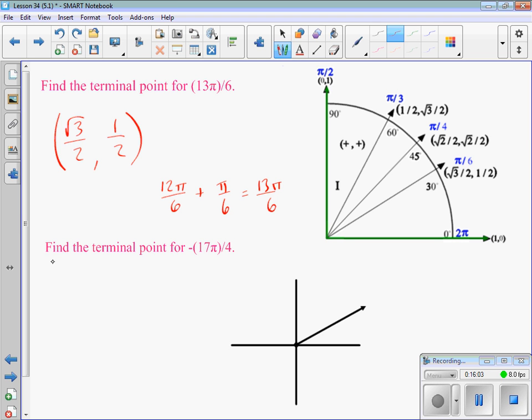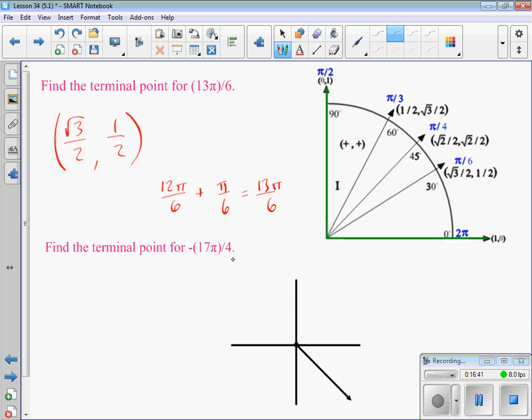All right, the next piece here, find the terminal point for negative 17 pi over 4. So where is pi over 4 at? Pi over 4 is halfway, and if we're talking negative, it's halfway down here, isn't it? So you start here, but if we do 17, wouldn't it be 1, 2, 3, 4, 5, 6, 7, 8, 9, 10, 11, 12, 13, 14, 15, 16? Wouldn't 17 be right here?